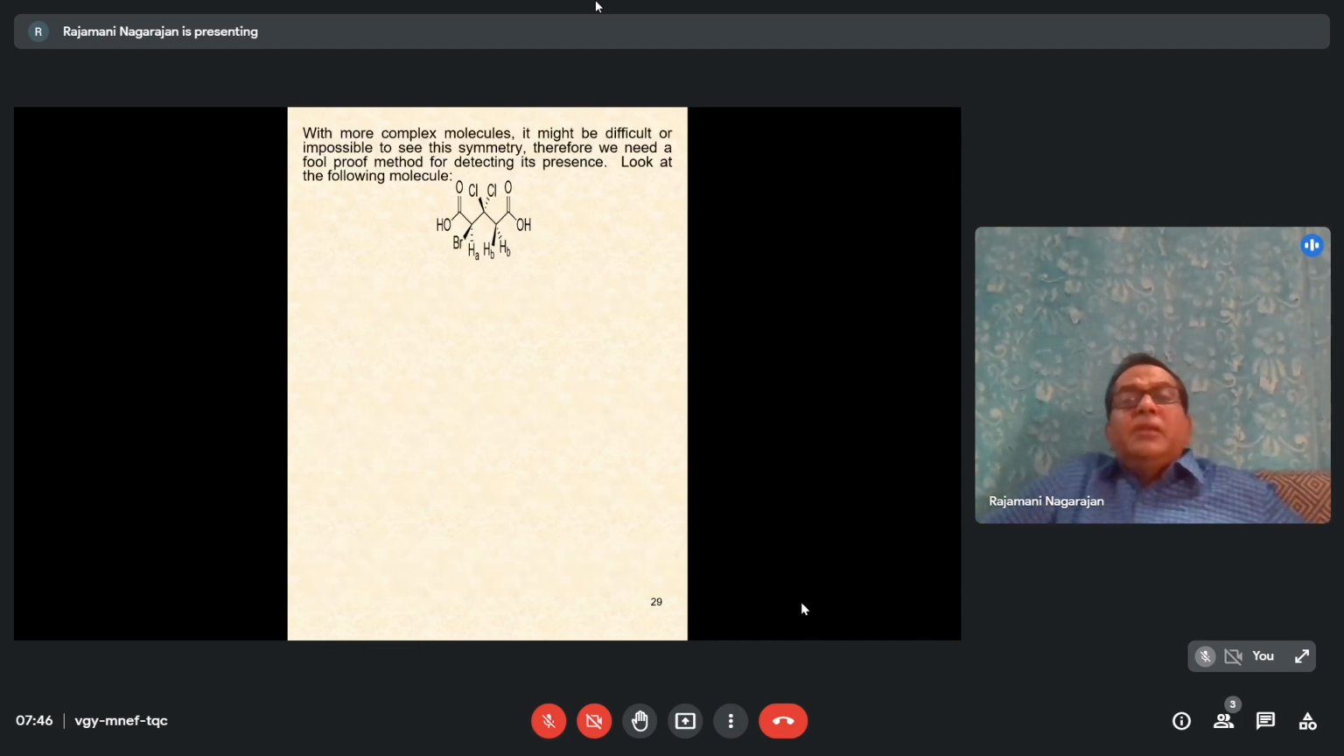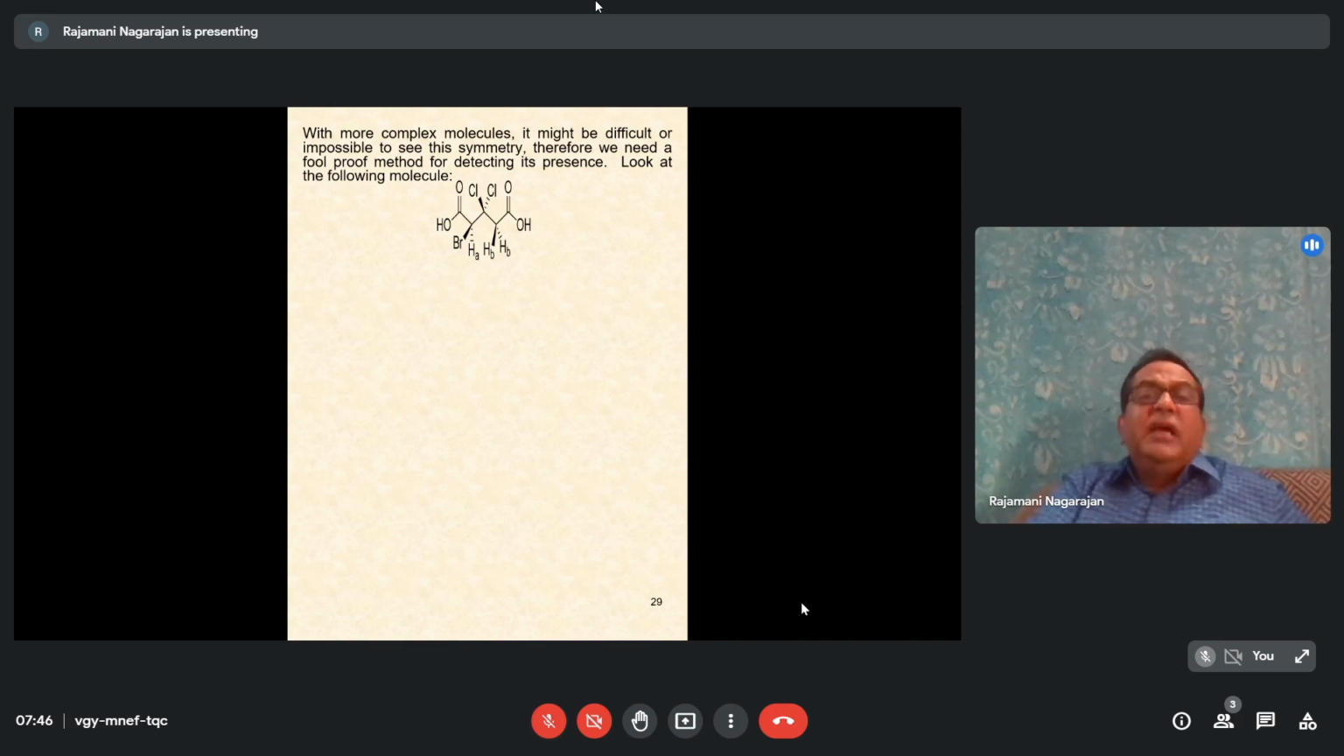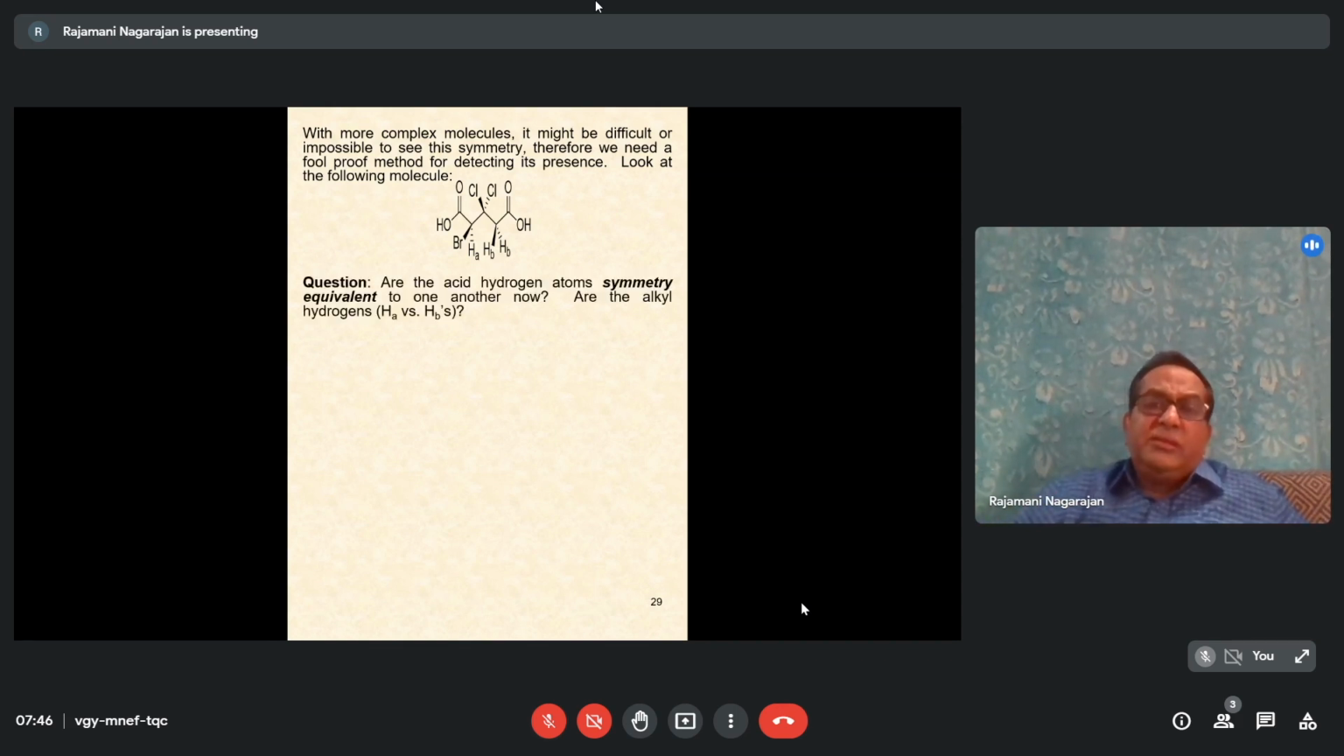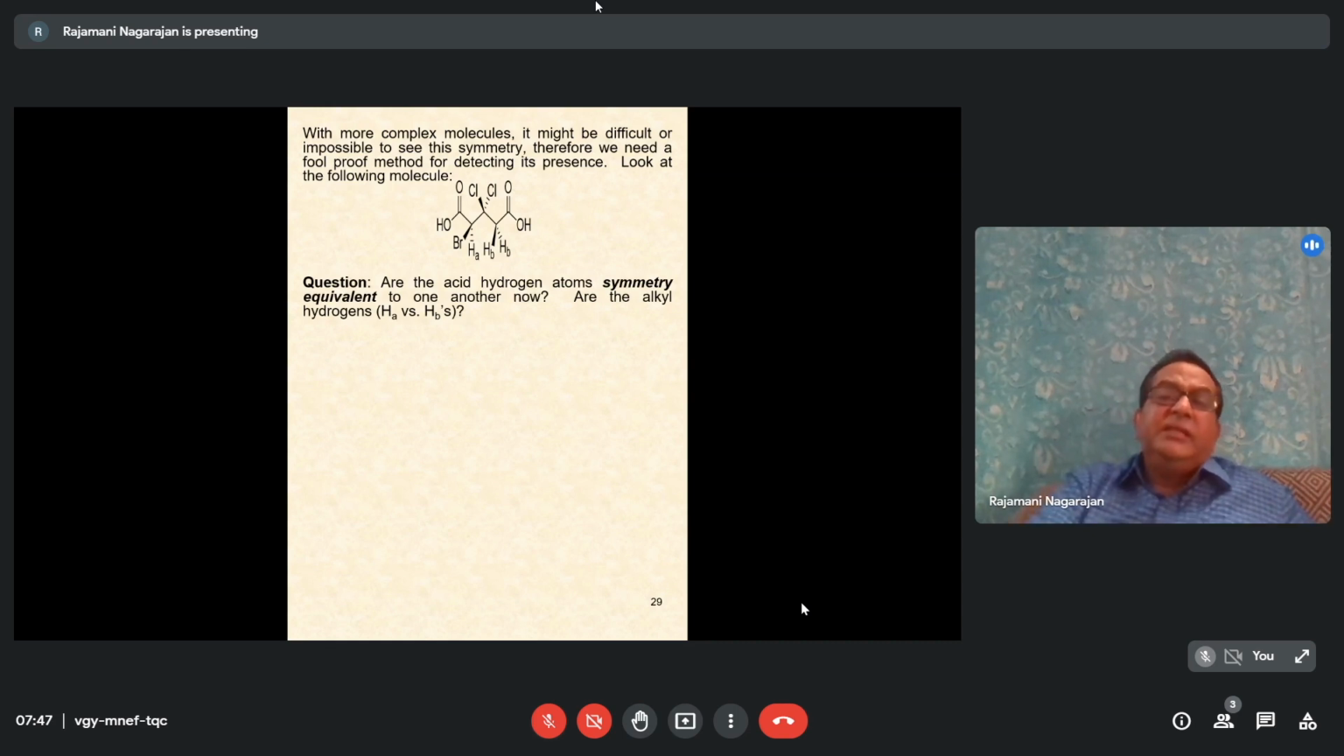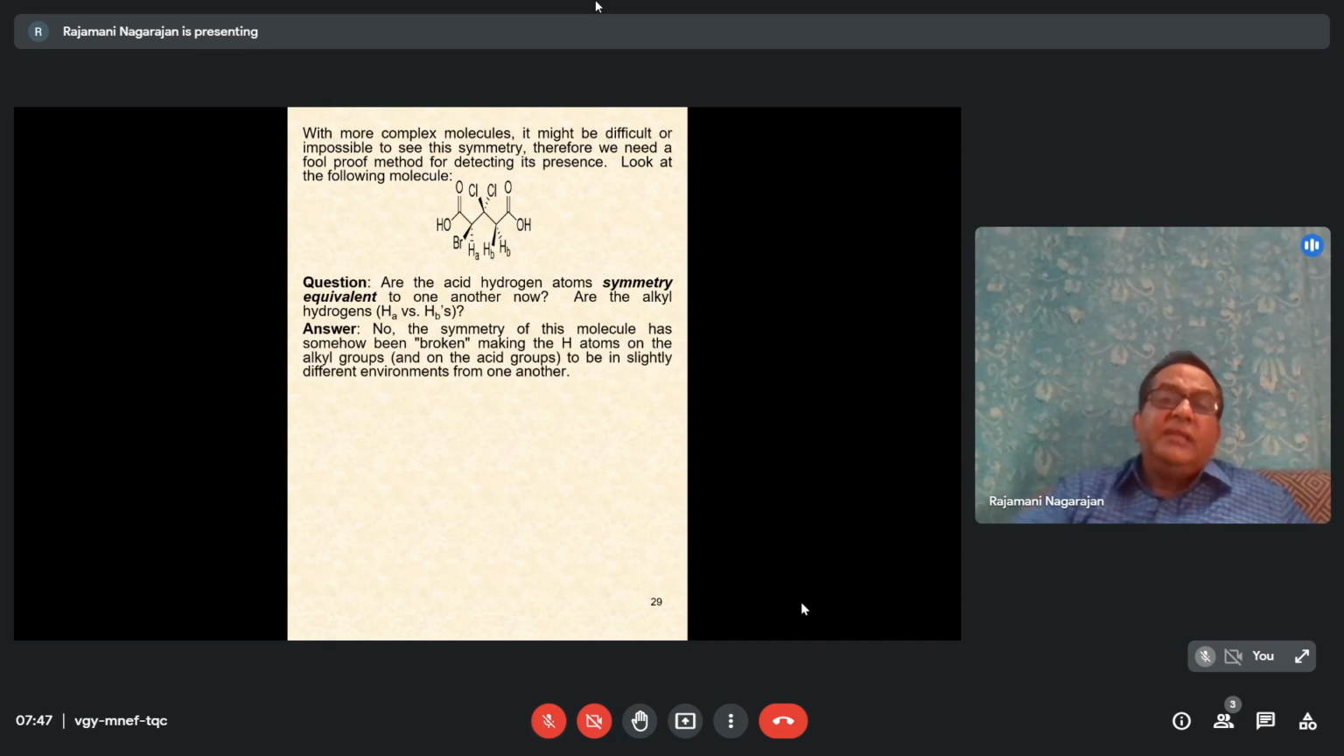With more complex molecules, it might be difficult or impossible to see this symmetry. Therefore, we need a foolproof method for detecting its presence. Look at the following molecule. Just have a look at the molecule and raise a question to yourself. Are the acid hydrogen atoms symmetrically equivalent to one another now? Or the alkyl hydrogen atoms, HAs versus HBs? The answer is no. The symmetry of this molecule has somehow been broken, making the hydrogen atoms on the alkyl groups and on the acid groups be in slightly different environments from one another.